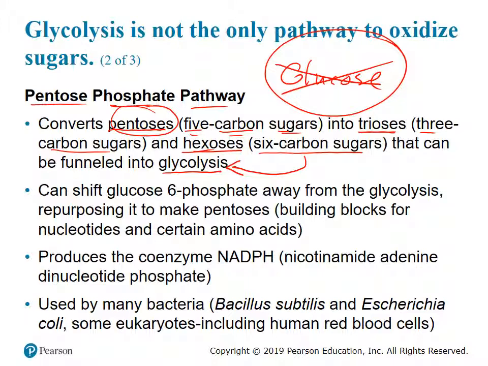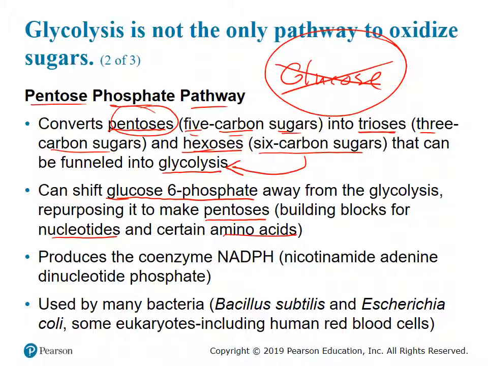So it can also do some really interesting things. It can actually take glucose 6-phosphate, which is one of the steps of glycolysis. So once glycolysis gets started, it can take the part where it forms this glucose 6-phosphate, and it can actually turn it into a pentose, a 5 carbon sugar. And that can be used to make nucleotides if it wants to, and amino acids.